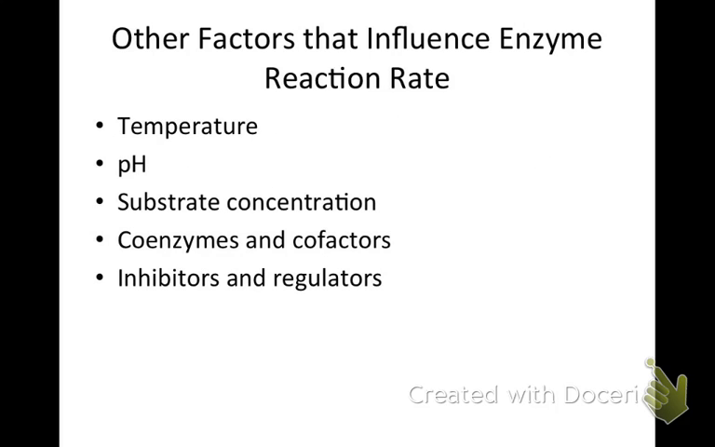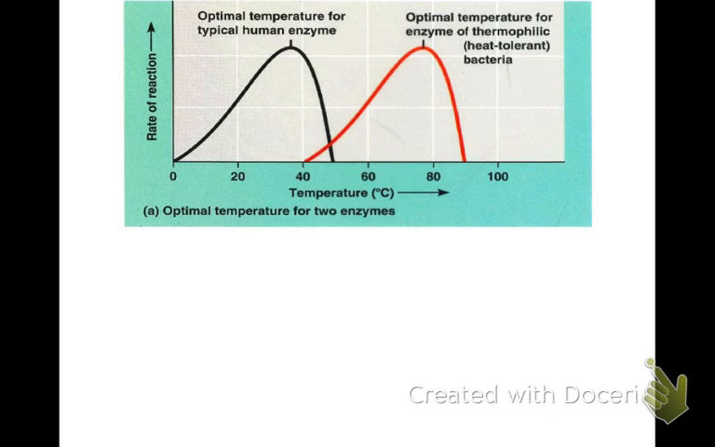Other factors that can influence enzyme reaction rate are temperature, pH, substrate or reactant concentration, the presence of coenzymes and cofactors, and the presence of inhibitors, regulators, or activators. All enzymes operate with an optimal temperature and pH, so taking the proteins out of their optimal range denatures them and makes them increasingly ineffective. Sometimes you can restore their optimal range and they go back to a fully functional protein.